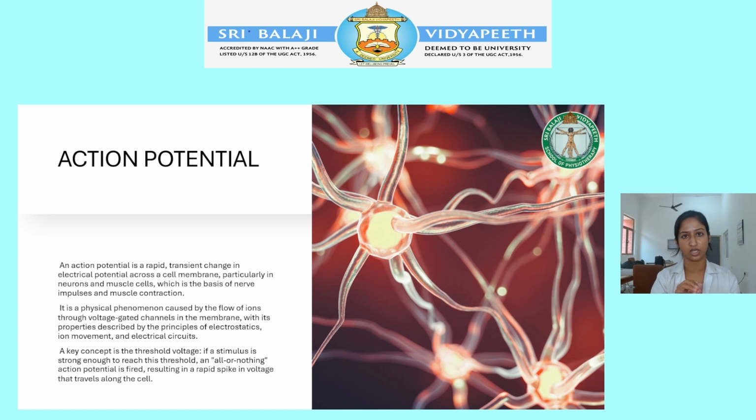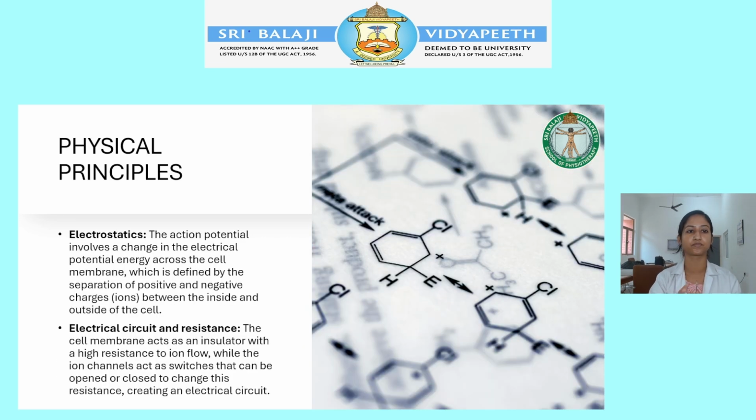This action potential works on three properties: electrostatics, ion movement and electrical circuits. If you give a stimulus and that stimulus reaches the threshold value, then the action potential will be fired. Once the action potential is fired, there will be a spike in the voltage, and it will travel along the cell. Then we will see the detailed action potential. Yes, these are the properties of the action potential.